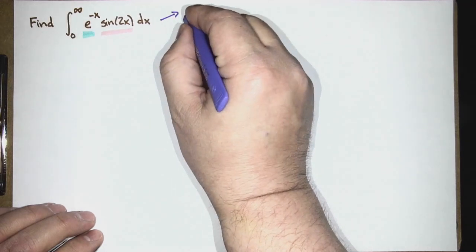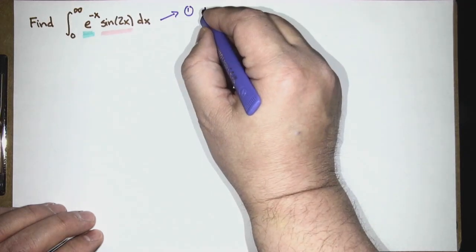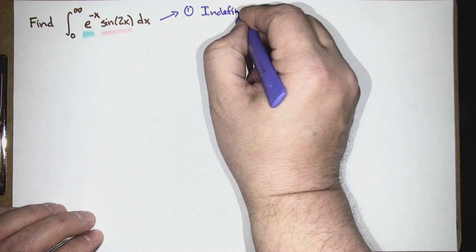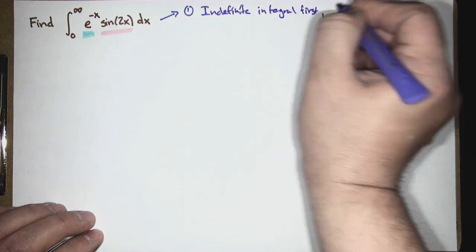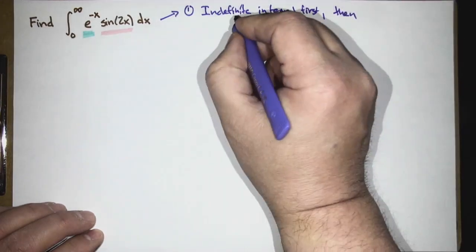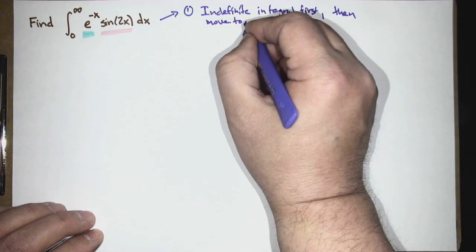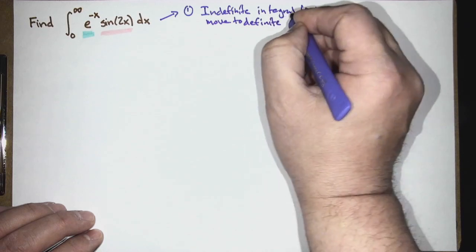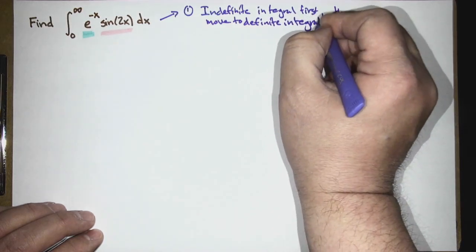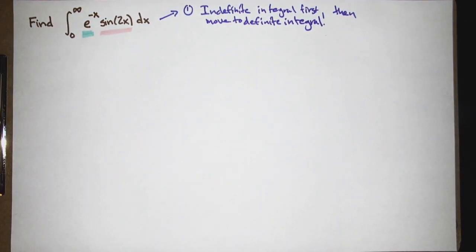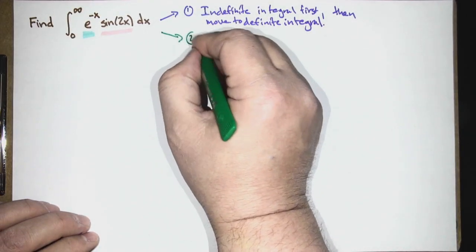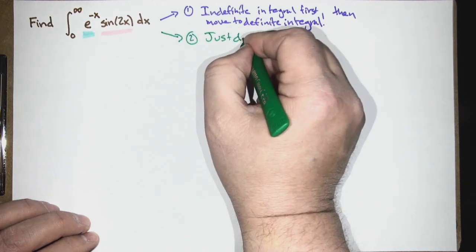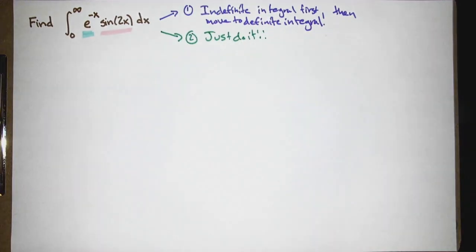So one option is you can do the indefinite integral and work that out first, and then move to the definite integral. So this has its pros. In some sense, it's a little bit easier to follow. Now, option 2 is you just go for it. Just do it. Is that the slogan? Just do it, yes. It's like Nike, just do it. So let's go with option 2.